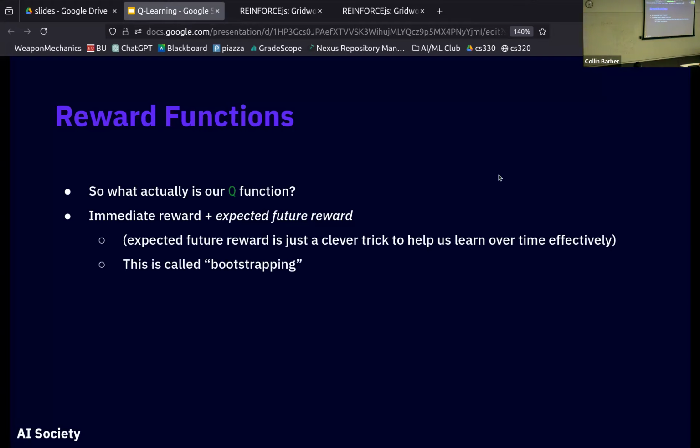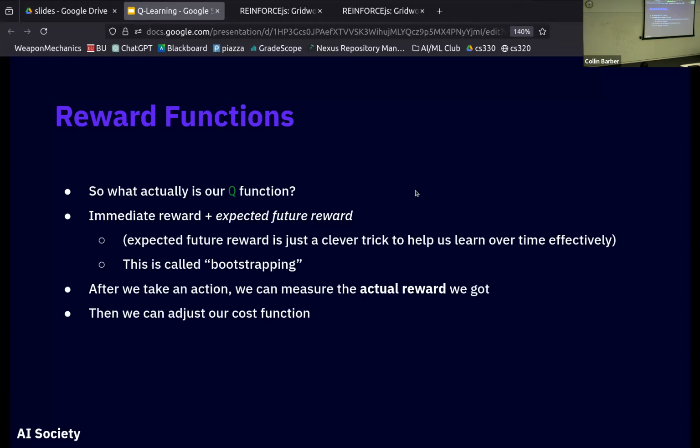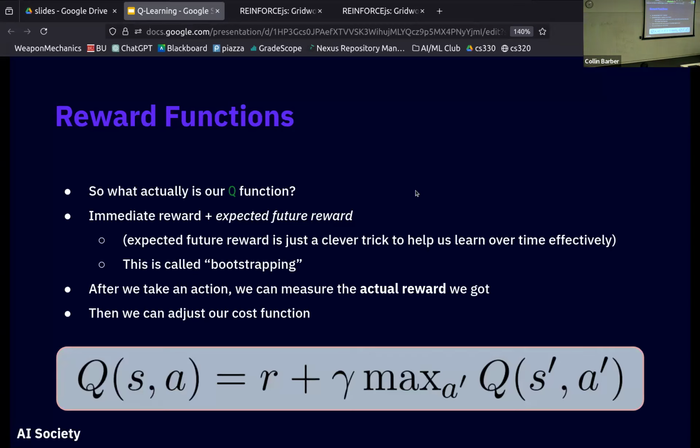So our Q function, as I say in the slides, is just our immediate reward plus the expected future. The technical term there is bootstrapping, but don't worry so much about that one. And one of the things that I mentioned here is that we can adjust our Q function over time. There's many ways to do this. Maybe we do a neural network.